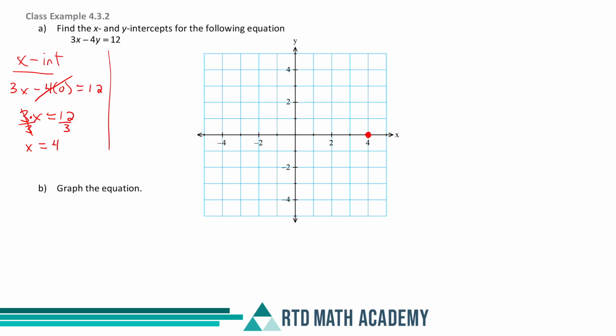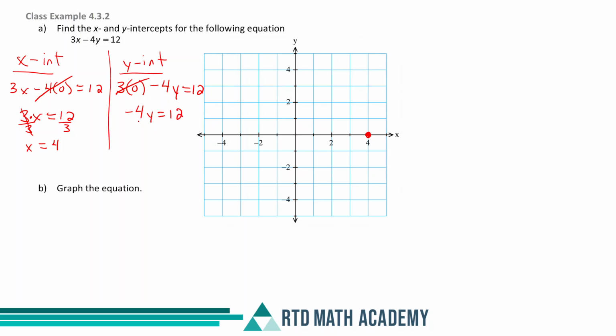All right, now let's find the y-intercept. As you can guess, it's going to be very similar. But this time, I know that on the y-intercept, my x value is equal to 0. So we're going to write this out. It'll be 3, and then instead of an x, I'm going to throw in 0, and then minus 4y is equal to 12. Then 3 times 0 is just 0, so what I have left is negative 4y is equal to 12.